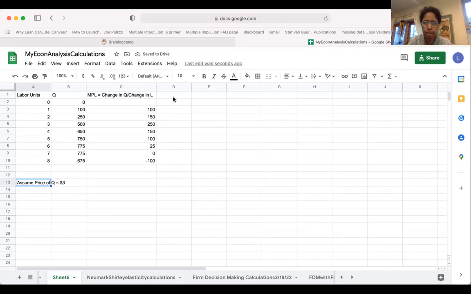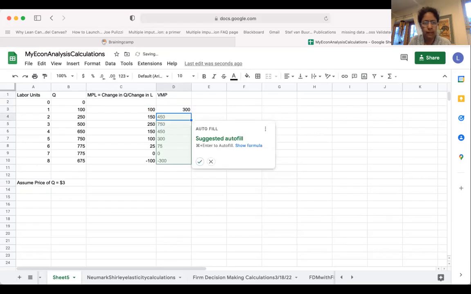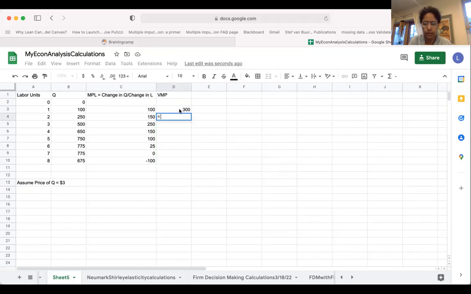So now the value of the marginal product, I'm going to multiply $3 times what it is people made. Oops. Let's check my formula here. I can't use the $ sign. I keep forgetting about that. And so it's going to autofill. Oops. Apparently, so let me copy it. The last person, we're never going to hire that person.